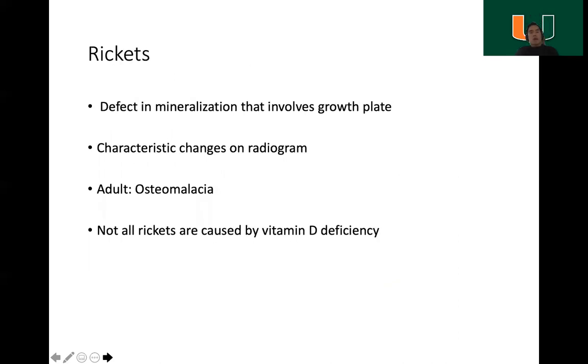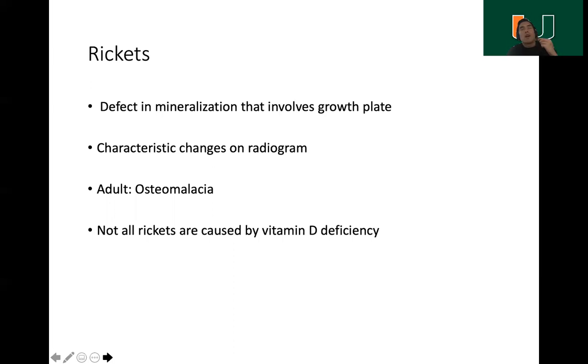Now, let's talk about rickets. This is another area that many are still confused about. So what is rickets? It's a defect in mineralization that involves the growth plate. Remember, it's a mineralization defect, and it involves the growth plate, which causes characteristic changes on radiograms. Now in adults, we call it osteomalacia, but in adults, growth plates are already closed, so you don't see rachitic changes on the growth plate.